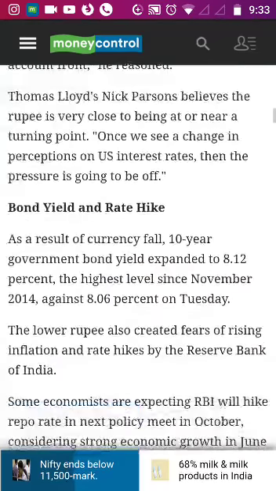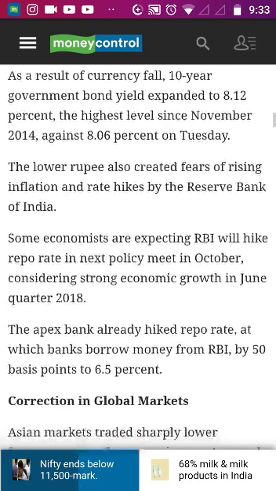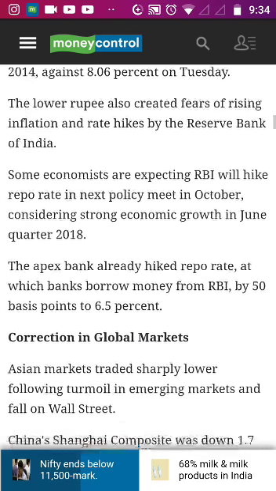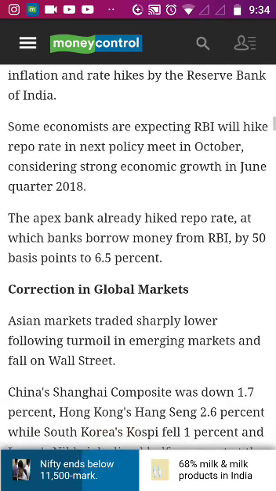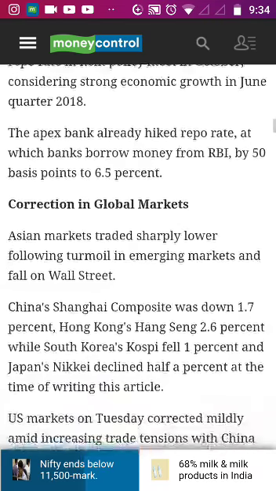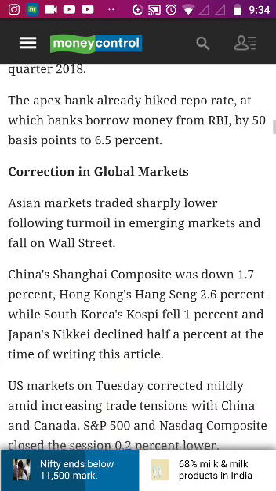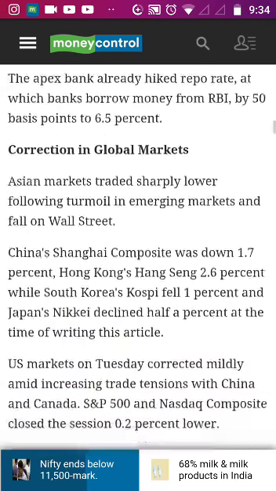So, as a result of the currency fall, the 10-year government bond yield expanded to 8.12%, the highest level since November 2014, against 8.06% on Tuesday. The lower rupee also created fears of rising inflation and rate hikes by the Reserve Bank of India, and some economists are expecting RBI will hike the repo rate in the next policy meet in October, considering strong economic growth in the June quarter 2018. The Apex Bank has already hiked repo rates, at which banks borrow money from RBI, by 50 basis points to 6.5%. Third factor was correction in global markets.